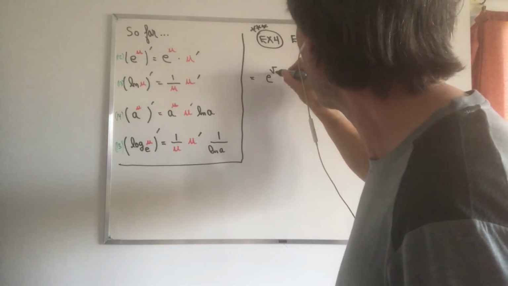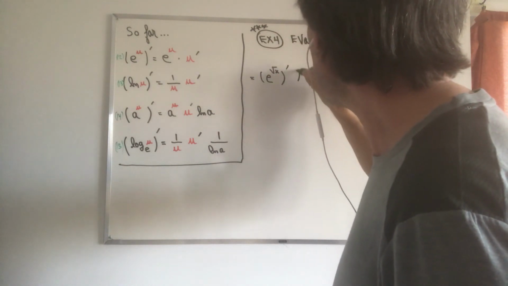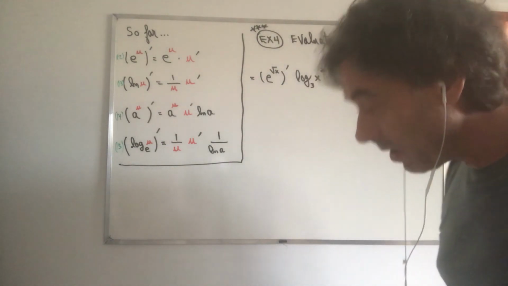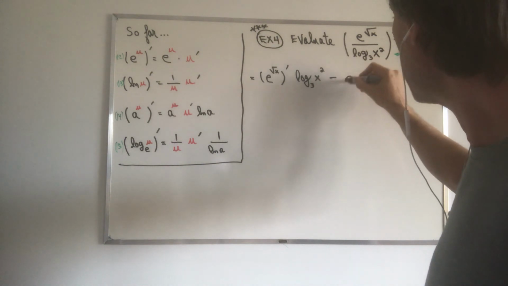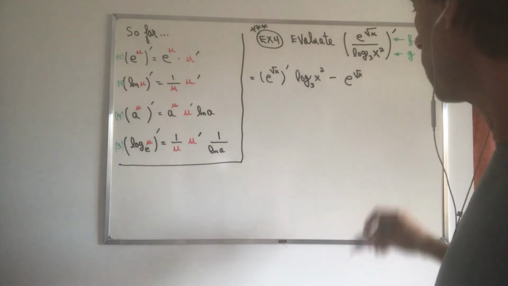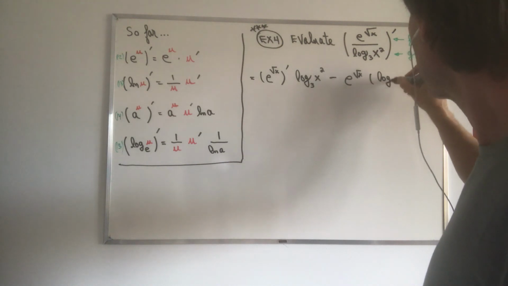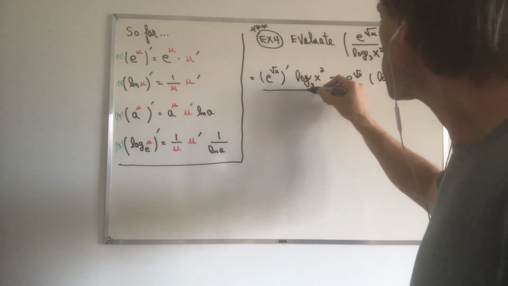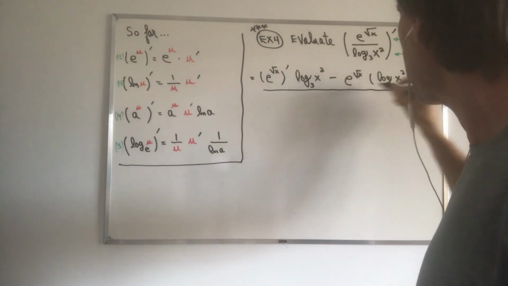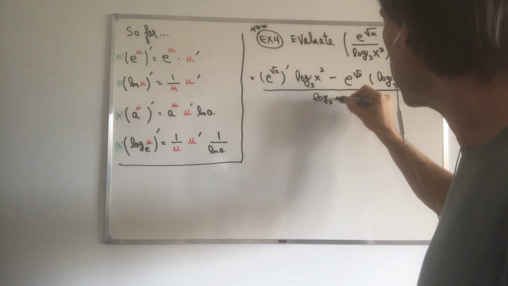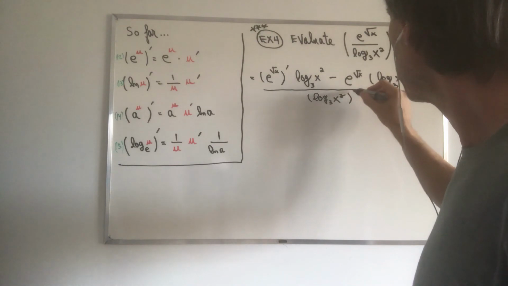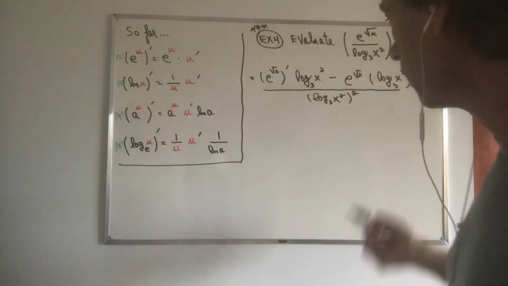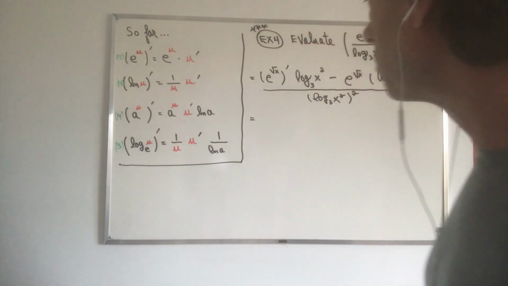So f prime g, so log of x squared base 3. The derivative of the first but not the second, minus the opposite: e to the root x goes no prime, but log of x squared base 3 goes prime. And all of that is over the denominator squared, so log of x squared base 3 goes squared. Let's call this a DNS, do not simplify, because in the end we're just going to have a bunch of things, so let's not get crammed up over the algebra.